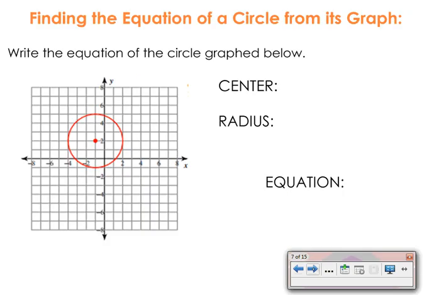The next thing we're going to look at in this video is finding the equation of a circle from the graph. So first we have to always identify our center point. So we're just going to count. Our center point here is at negative 1 and positive 2.